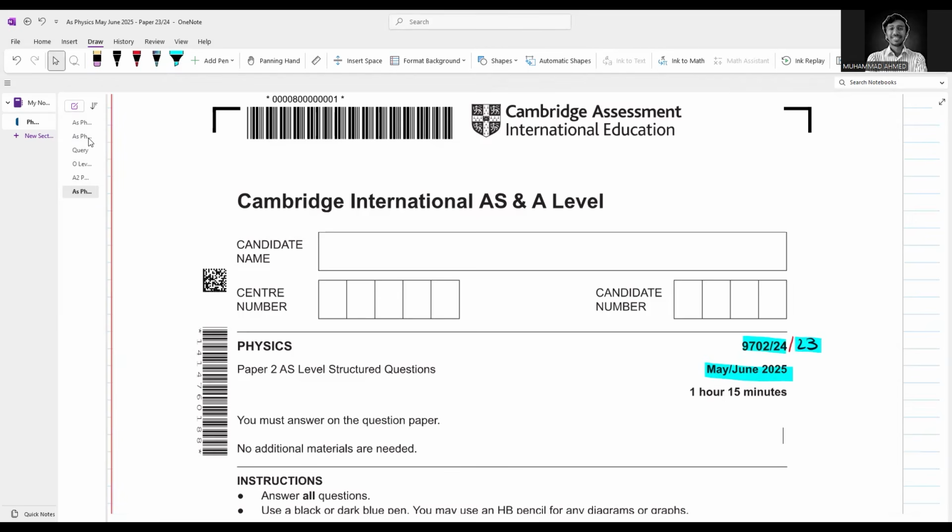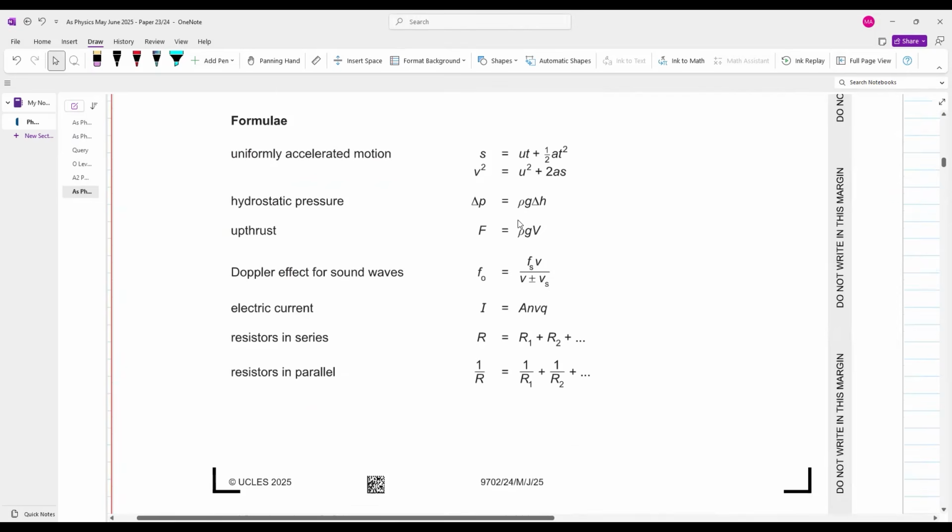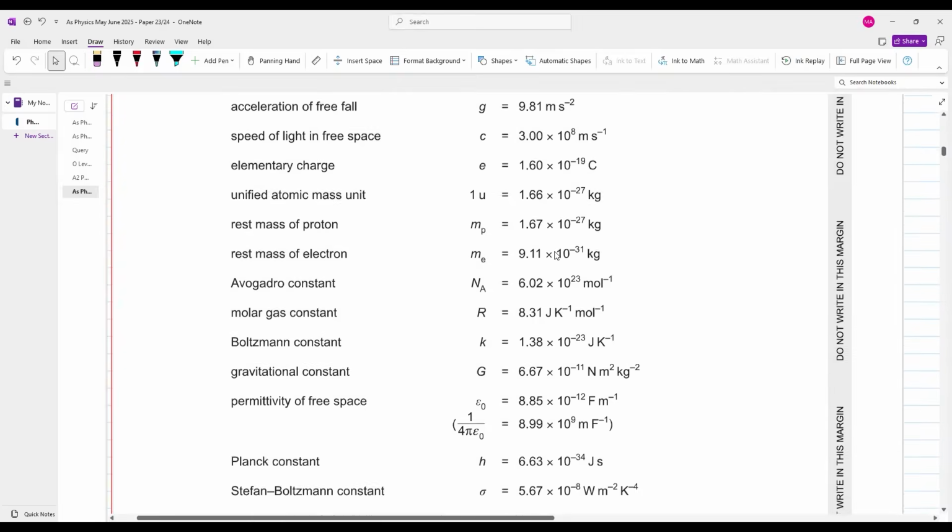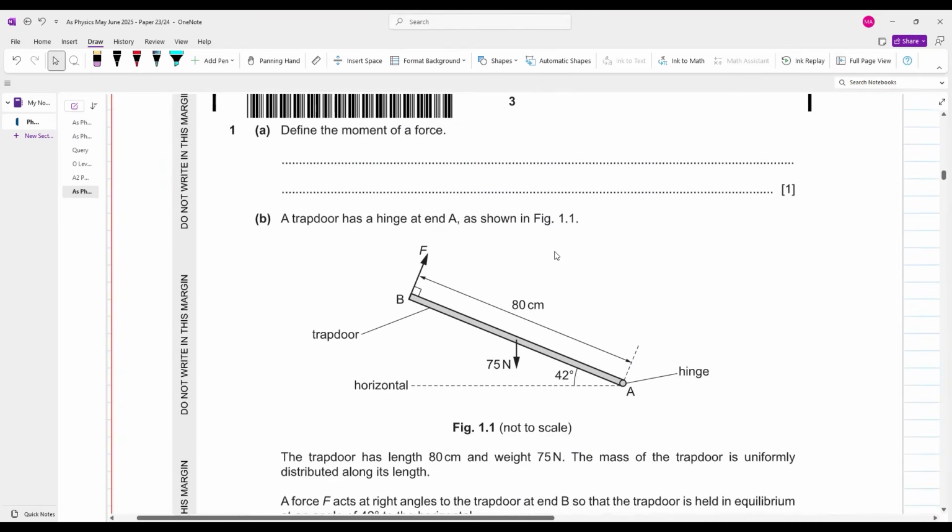So initially, you have some data points. We are going to ignore them. You have some of your data points here, some formulas here. Let them be. Let's start with question number one. Define the moment of a force.